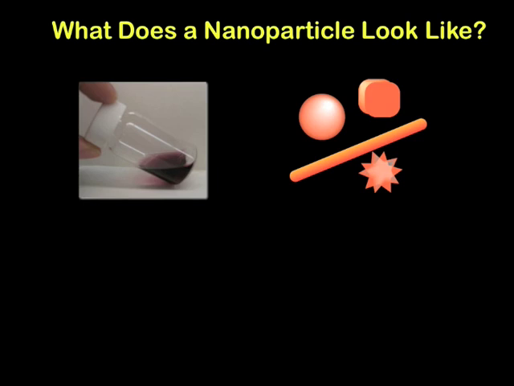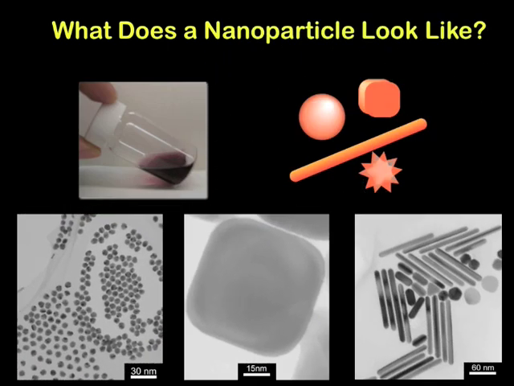These particles can be directly imaged using special tools, particularly an electron microscope, which uses electrons to see very small objects. The micrographs shown correspond to spherical, cube, and rod-shaped gold particles.